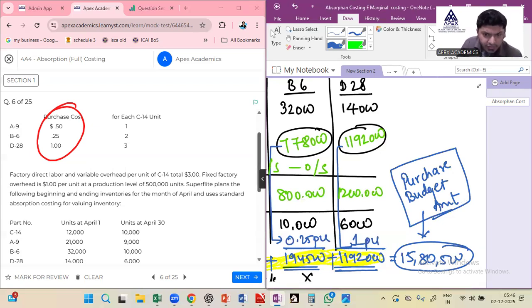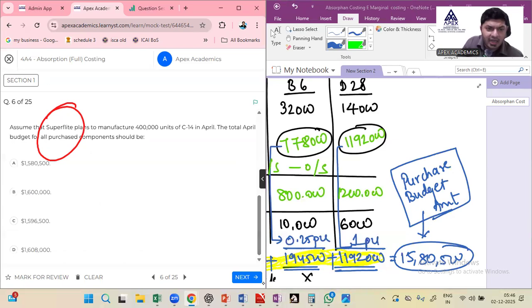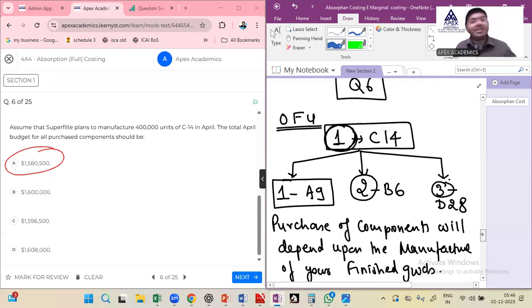Let us look for 15,80,500 somewhere in our answers. It has to be there because I'm confident in our calculation. And here you go. The answer is option number A. This happens to be an important MCQ because of the sheer volume of how much calculation was needed.